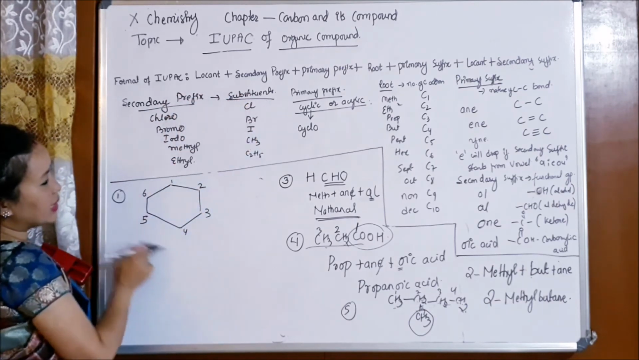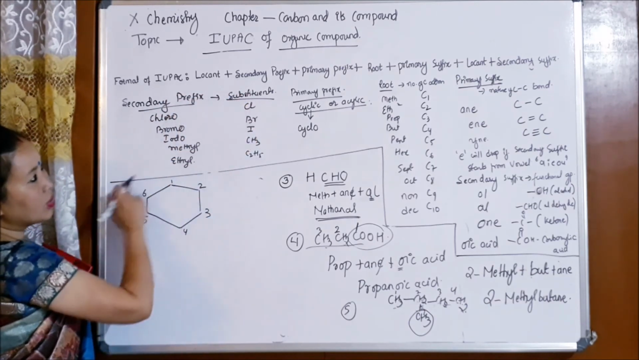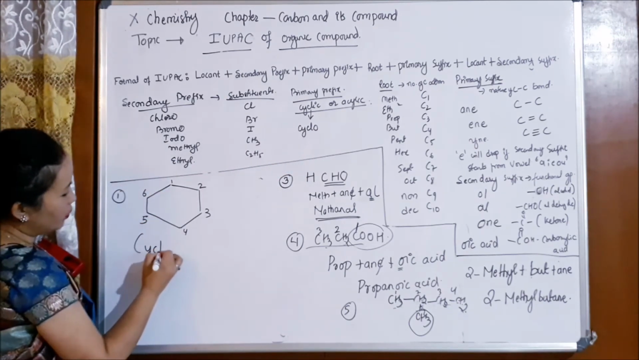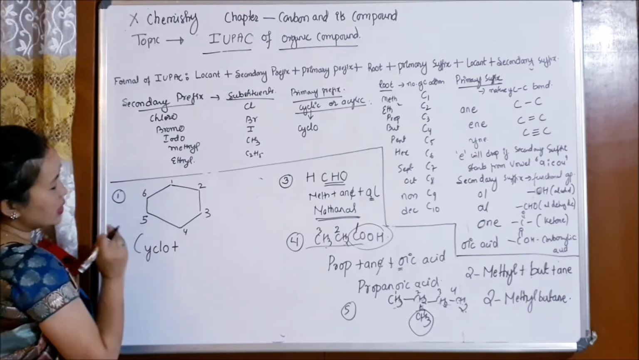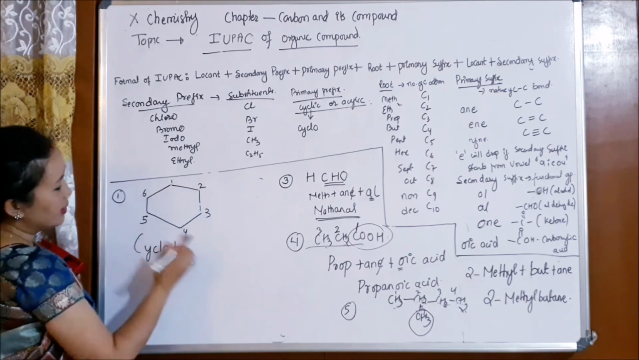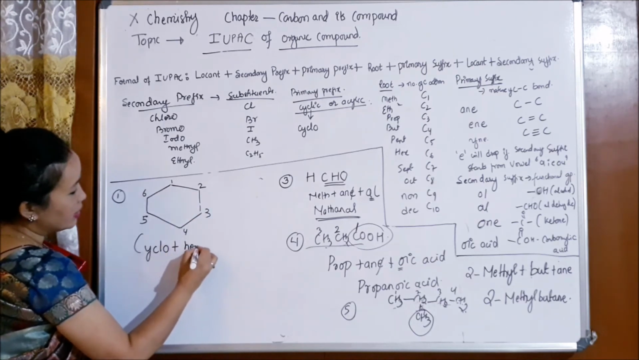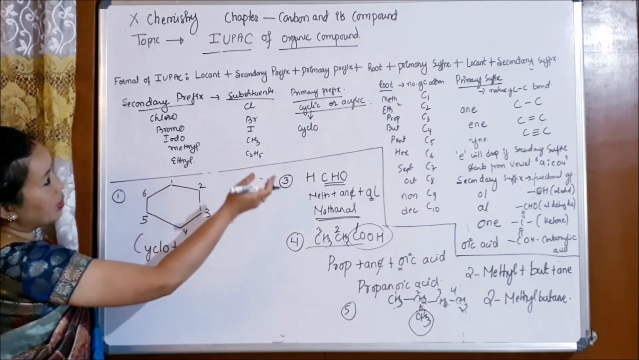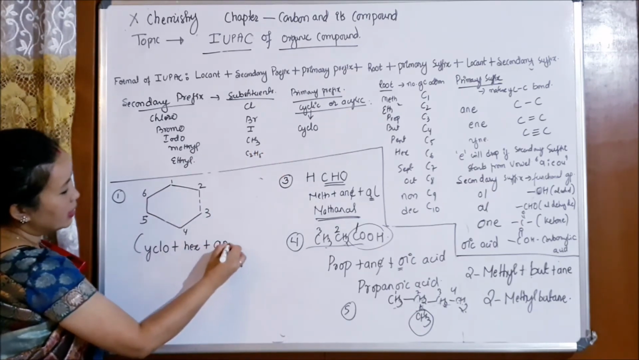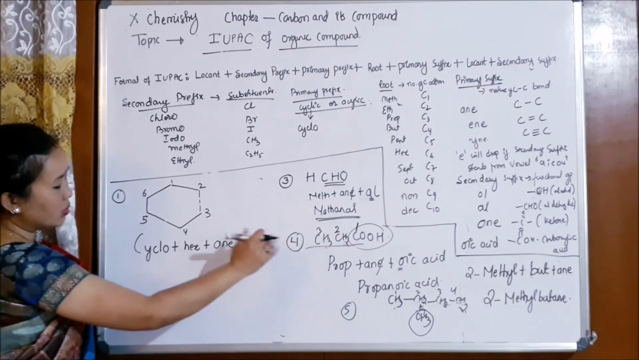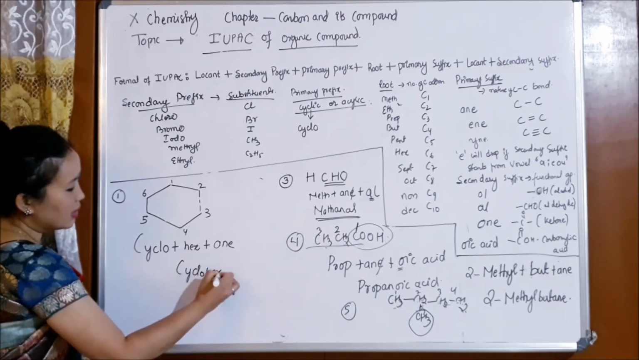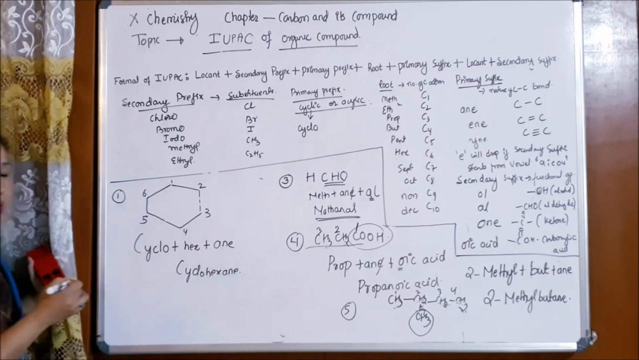So this is your cyclic one. Okay, cyclic. Cyclic one. What do we need to write? Cyclo. So cyclo plus. Okay, first letter capital followed by small letters. Root, how many are there? 6. So hex plus. Now nature of carbon bond. So all are single. So an. There is no functional group. So that's it. So what is the name? Cyclohexane, right? Which we have already done.